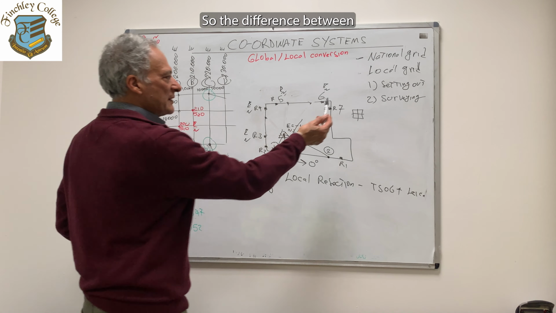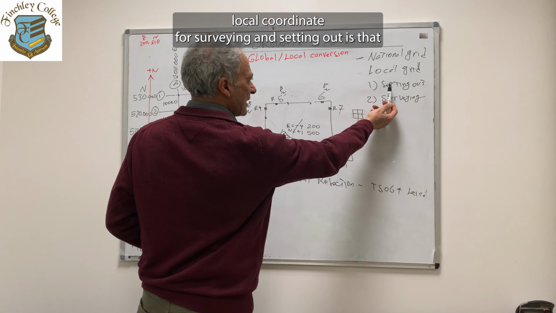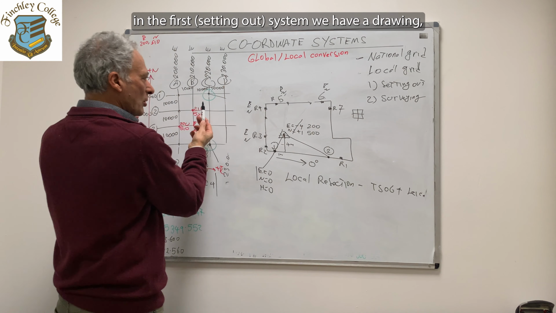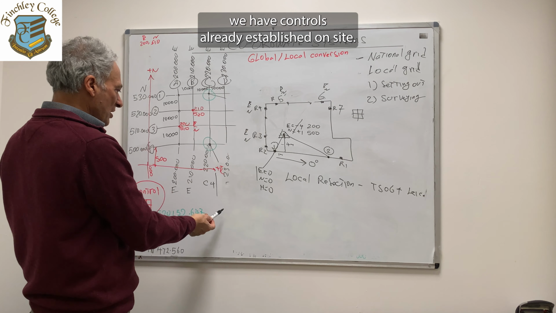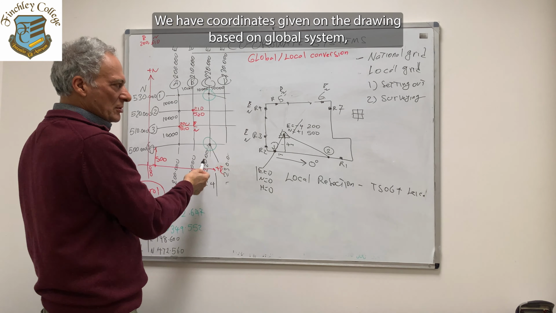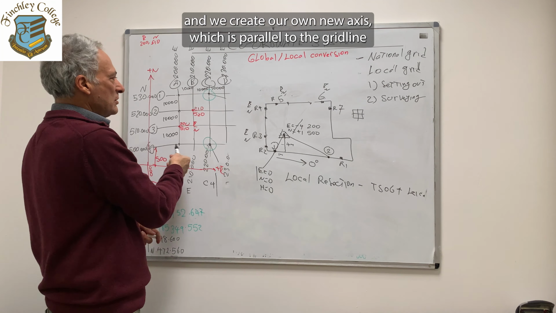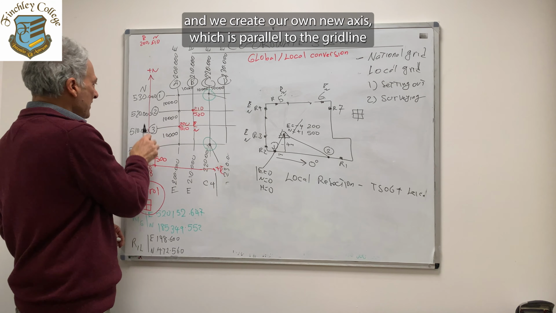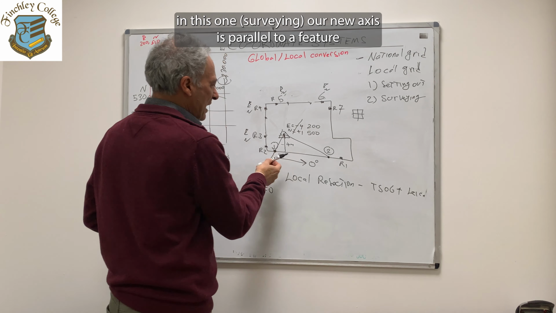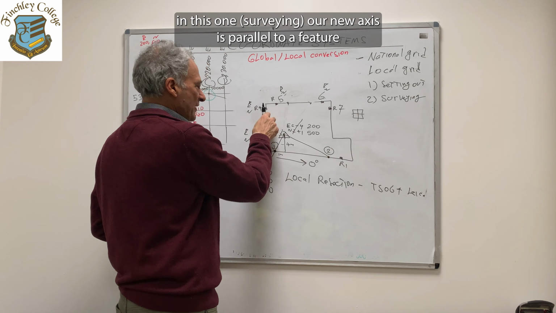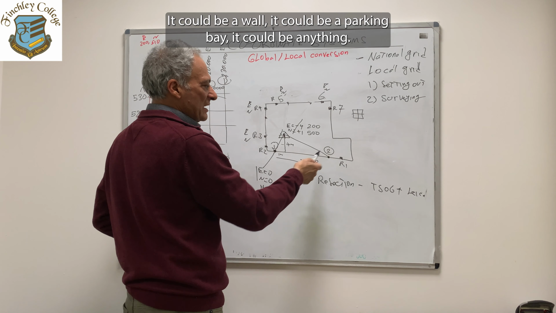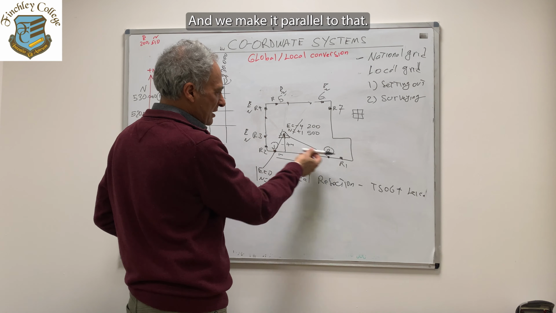The difference between a local coordinate system for surveying and for setting out is that in the first system, we have a drawing, we have controls already established on site, and we have coordinates given on the drawing based on the global system, and we create our own new axis, which is parallel to the grid lines. In this one, our new axis is parallel to a feature. It could be a wall, it could be a parking bay, it could be anything. And we make it parallel to that.